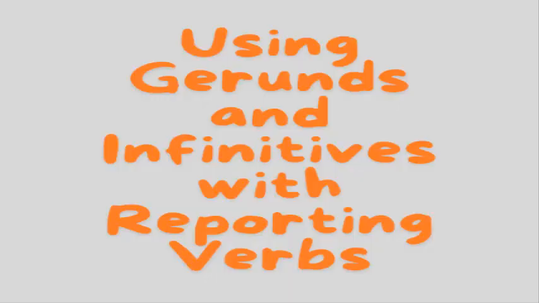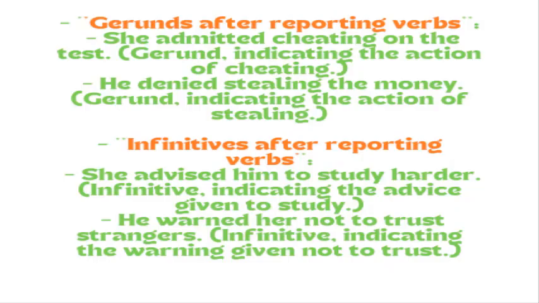9. Using gerunds and infinitives with reporting verbs. Reporting verbs, such as say, tell, advise, and warn, are often followed by gerunds or infinitives, depending on whether the action is reported as completed or ongoing. Gerunds after reporting verbs. She admitted cheating on the test. Gerund, indicating the action of cheating.